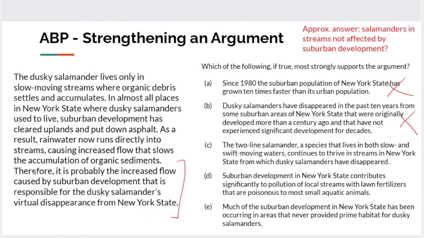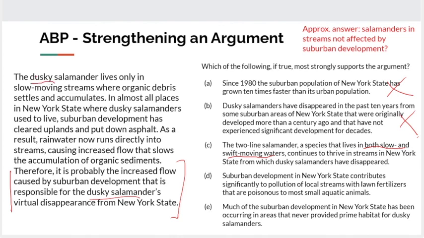So we want to make sure we keep the argument at the forefront of our thoughts as we're going through these choices. So what about choice C? The two-line salamander, a species that lives in both slow and swift-moving waters, continues to thrive in streams in New York from which dusky salamanders have disappeared. Well, at first, this might not seem too convincing because they're talking about a different type of salamander. We want to know about the dusky salamander. But the key thing here is this part. It says it can live in both slow and swift-moving waters, and it continues to thrive even in places where the dusky salamanders have disappeared.